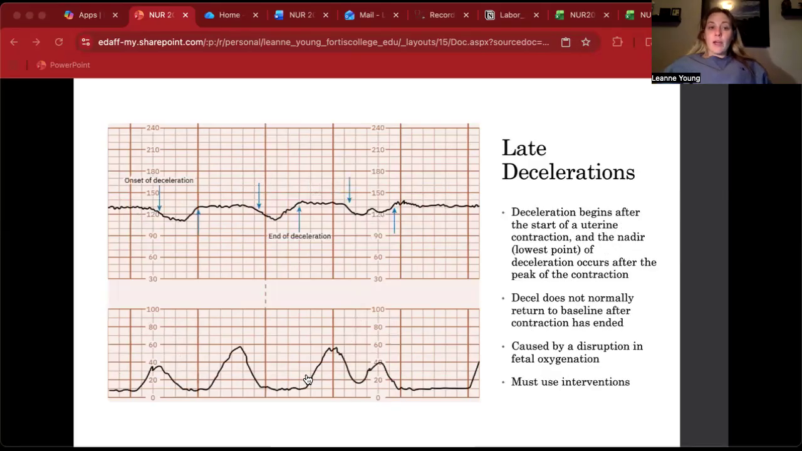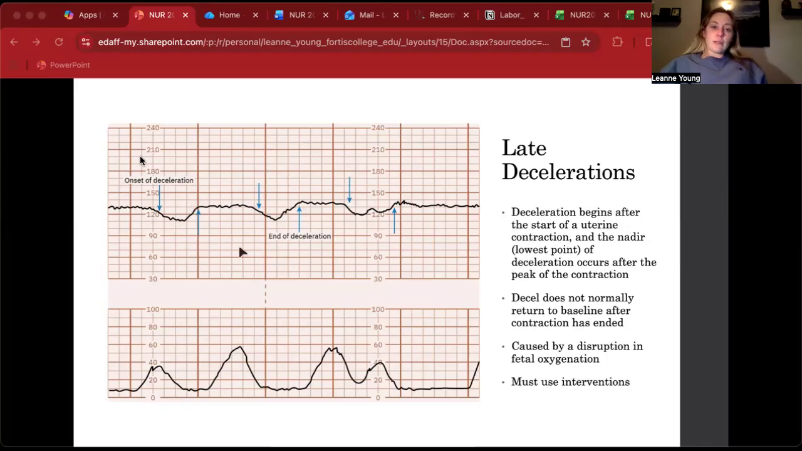On the other hand, we have late decelerations. These are decelerations that begin after the start of a uterine contraction, and the nadir or lowest point of the deceleration occurs after the peak of the contraction. So the fetal heart rate is running late. That's how I think about it. So you have your contraction happens, and then boom, your heart rate drops after. So your fetal heart rate is running late.